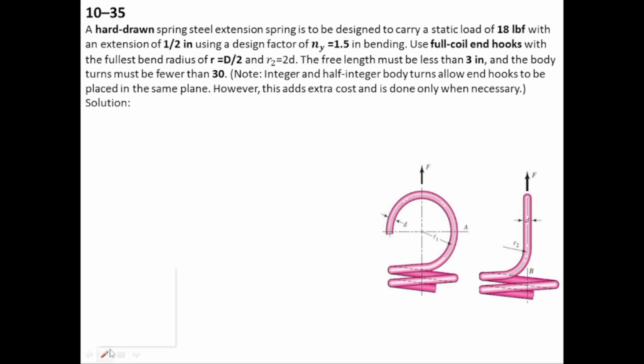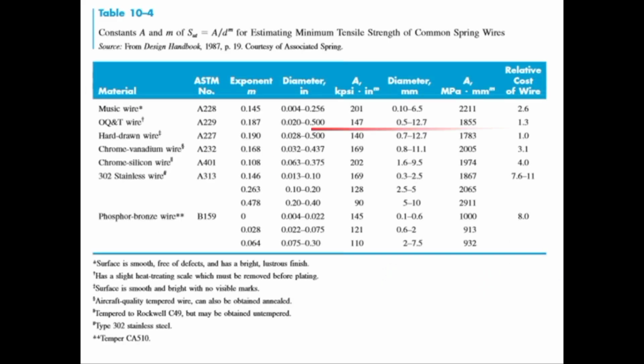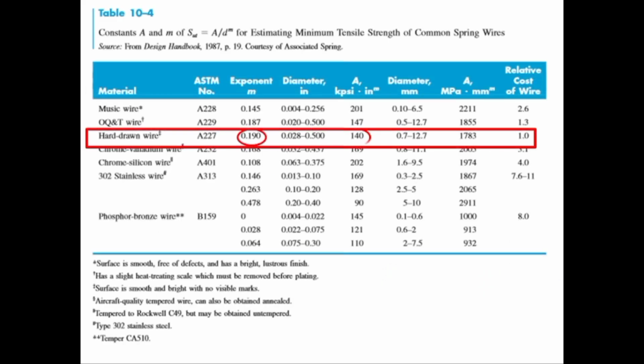Now to start the solution, what you will have to do is to assume the value of the wire diameter, and that value should be assumed which will be available with you as a manufacturer, and using that wire diameter find out the ultimate tensile strength, which is represented by SUT, and that is equal to A divided by d to the power m. The values of A and m can be found from table 10.4. For hard-drawn wire, m value is 0.19 and A is 140 kpsi·in^m, and relative cost of the wire is 1.